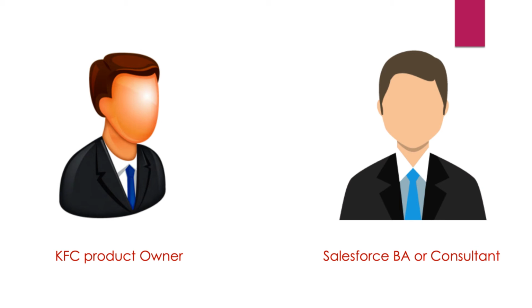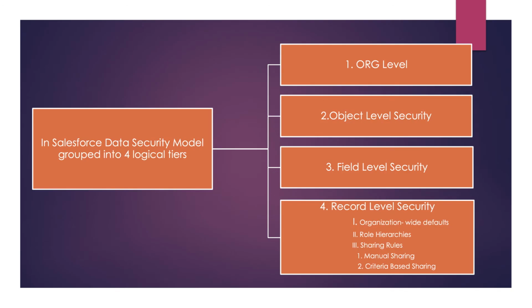Here you have to understand the requirement and the solution, because every time in Salesforce we have to talk to the clients. So the people in Salesforce should know what is possible and what is not. So before building this requirement, you have to know the data security levels in Salesforce. In Salesforce, data security is divided or grouped into 4 layers: org level, object level, field level, and record level. And again, under the record level, we have organization-wide defaults, role hierarchies, and sharing rules. Under the sharing rule, again we have manual sharing and criteria-based sharing.